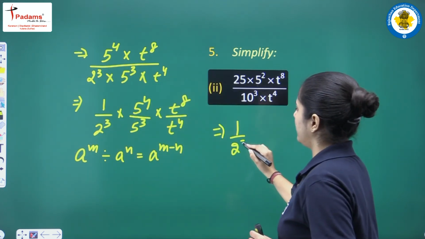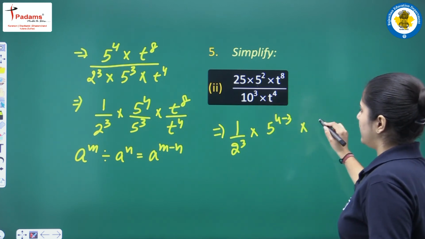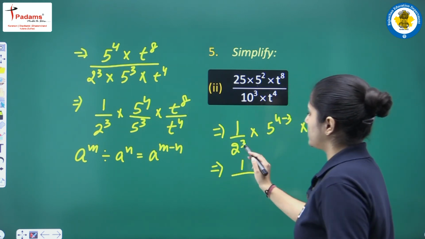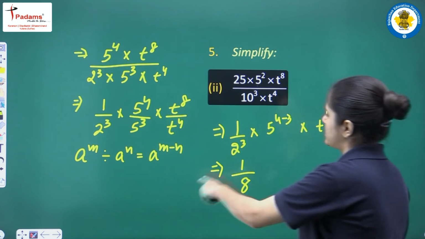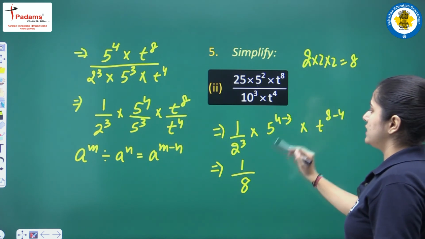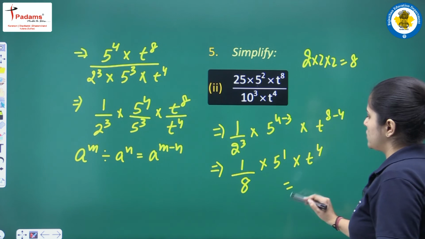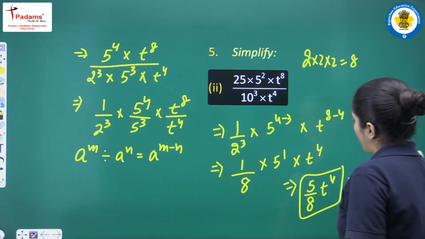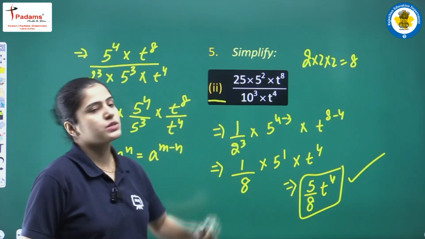इसको as it is रखेंगे, into 5 raised to power 4 minus 3 into t raised to power 8 minus 4. Now students, 2's power 3 is 8. Okay? 2 raised to power 3 क्या होता है? 2 into 2 into 2, that is 8. This is 5 raised to power 1. This is t raised to power 4. So 5 upon 8 t power 4. This is your answer. Okay? ये आपका simplification है. This is your part 2's answer.